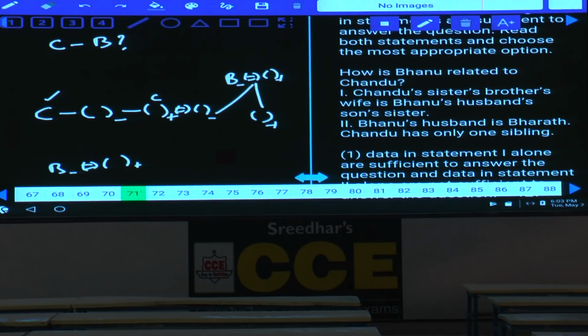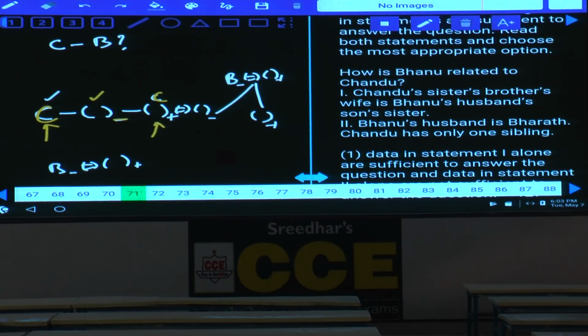Now Chandu is here, why can't he be here? Now Chandu here or here. Chandu's sister. Now if Chandu is here, Chandu is having a sister. Or if Chandu is here, then also Chandu is having a sister. Chandu's sister, how many possibilities? 2 possibilities. Hence 1 alone is not sufficient.